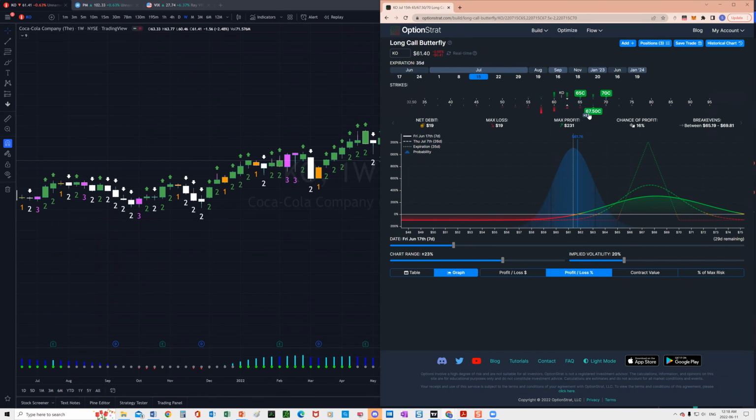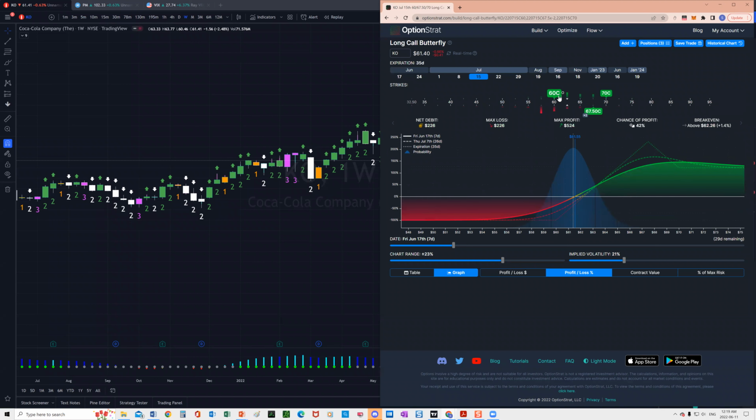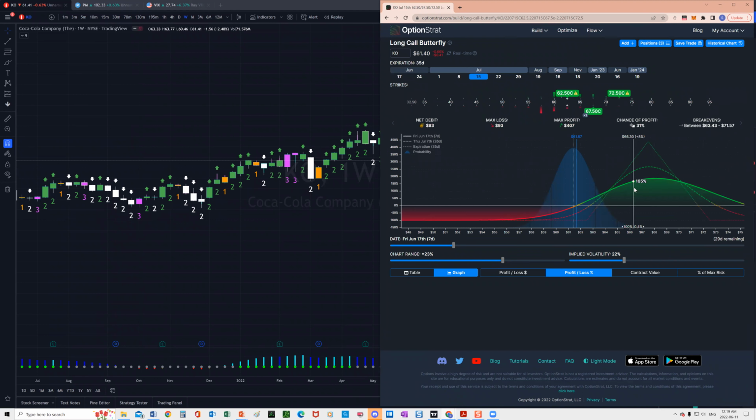Okay, and so with a butterfly, you're just casting a net. Here you have a small net, and the wider the legs, right? So if you go 62.50 and 72.50, you've now got a $5 wide on either side. So it's a $10 wide butterfly, which if it pins here again at 67.50, that's 437%.